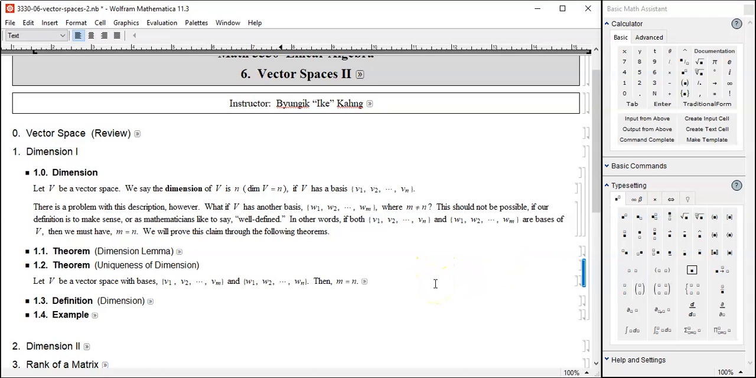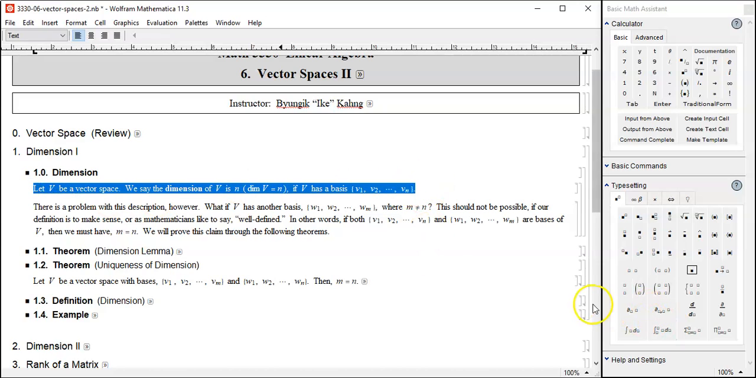If we have 2 different bases, we still have to have the same number of basis vectors. If a vector space V has a basis V1, V2, V3 all the way to Vm, and another basis W1, W2, W3 all the way to Wn, then m and n have to be the same. Therefore, we have a unique number to define. So this description over here is now well defined.